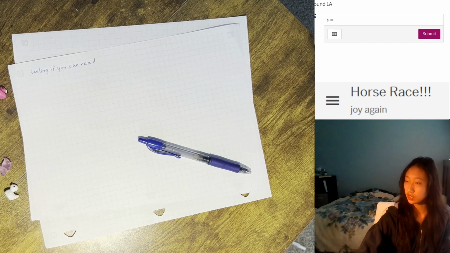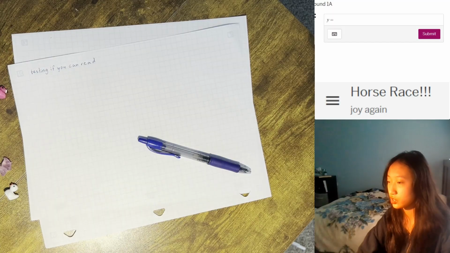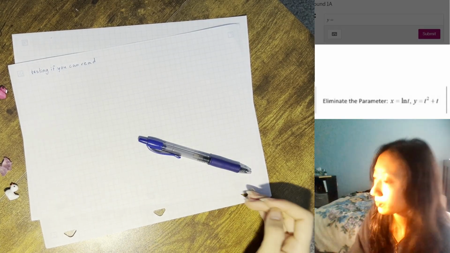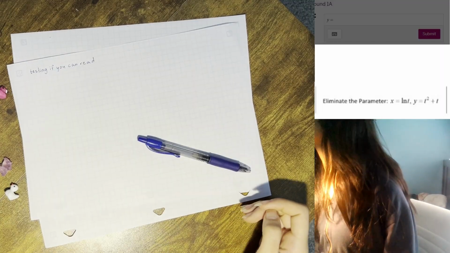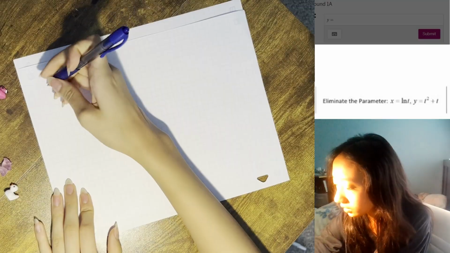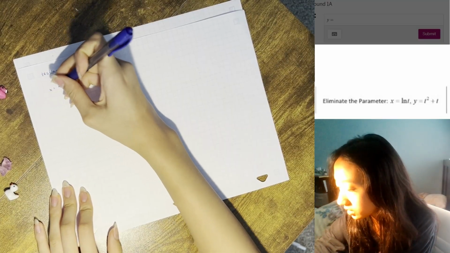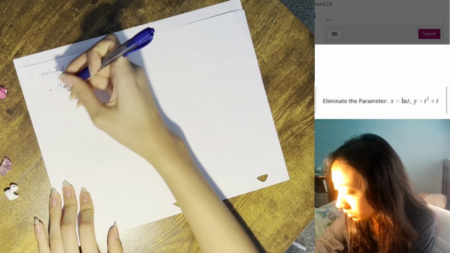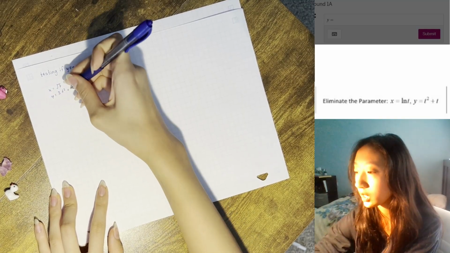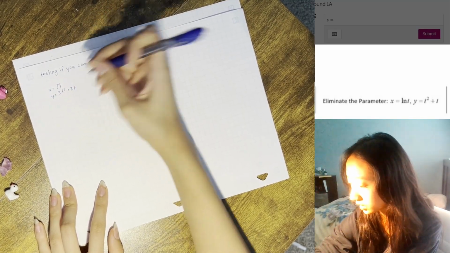But we're gonna start with the most basic thing that we've got here, which is just writing our y in terms of x. So, and I'm hoping this thing is recording right here. We've got these two equations. X is equal to square root t, and then y is equal to 3t squared plus 2t.